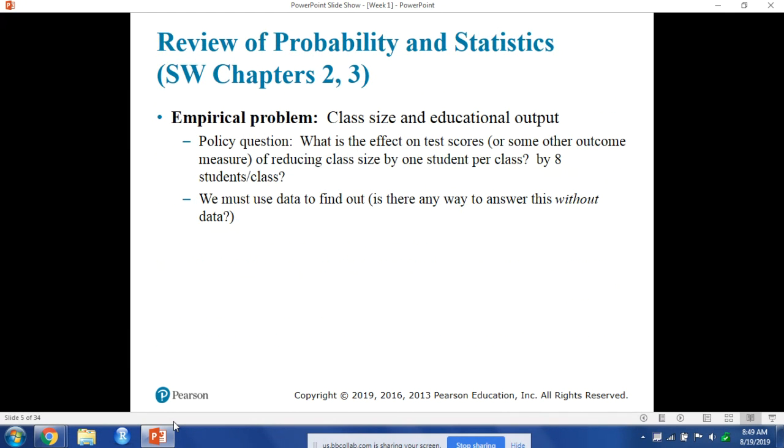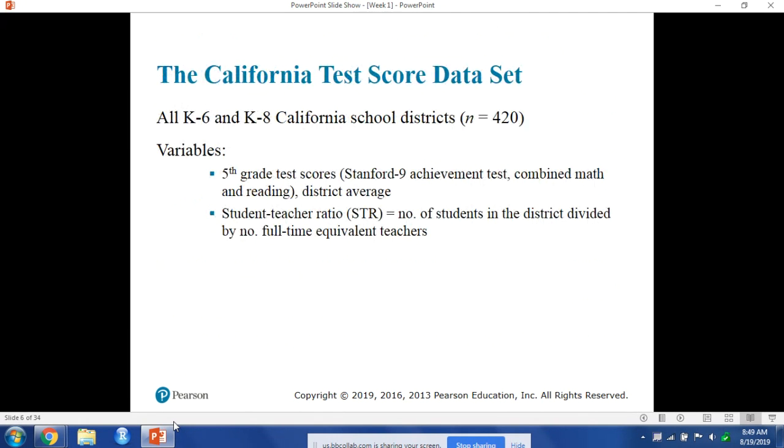So now let's start reviewing probability and statistics with a sample problem. Our problem is the effect of class size on standardized test scores. We have to use quantitative data to answer this question. The state of California collected data on 420 elementary schools, focusing on 5th graders. Our variables of interest are the student-to-teacher ratio, and the average scores on the Stanford 9 achievement test.